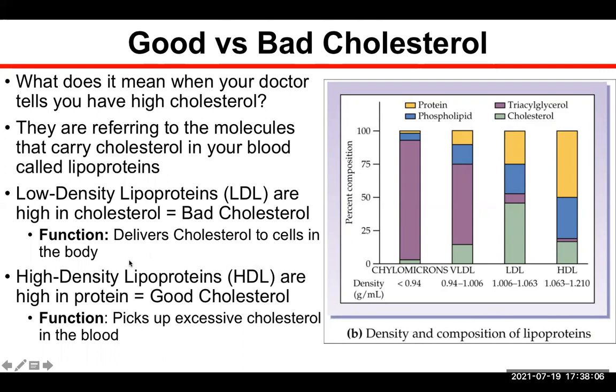If you ever have an excess amount of fat or cholesterol in the body, what you have is this good cholesterol, this high density lipoprotein. And the reason why they're so good for you is because if you look at their composition, they're mainly made out of protein. Their main function is really to pick up any excessive cholesterol that's floating in the blood.